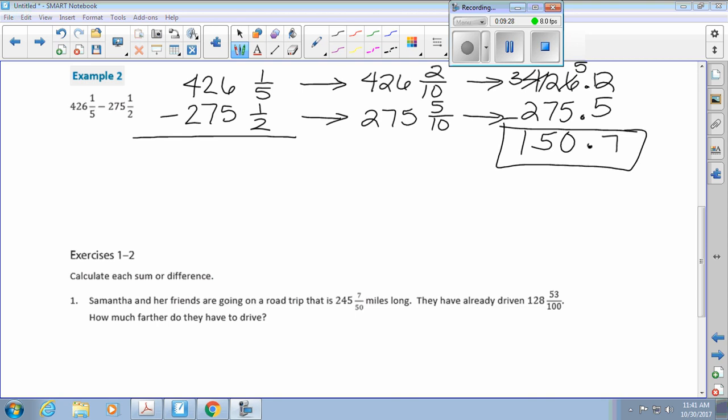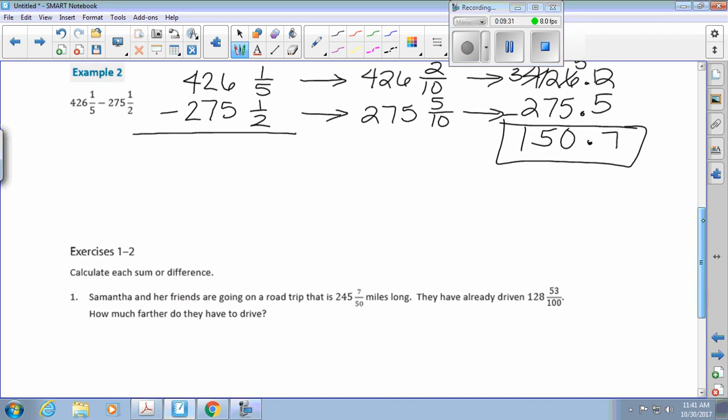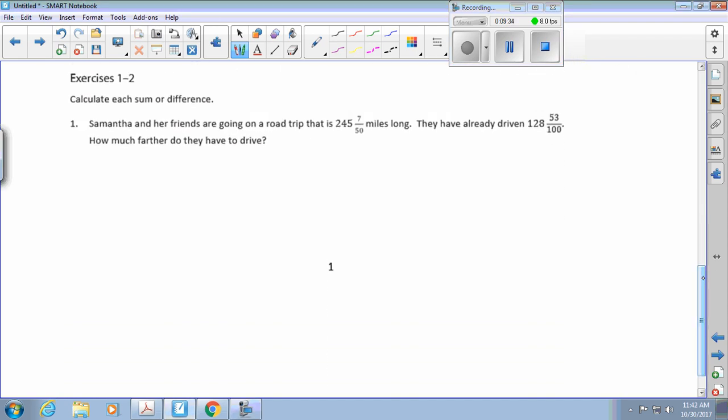Any questions on that? All right, let's go on to another example. Exercises 1 and 2. Calculate each sum or difference. So Samantha and her friends are going on a road trip that is 245 and 7/50 miles long. So it's telling us the total amount of miles that they need to travel. They have already driven 128 and 53 hundredths. How much further do they have to drive?